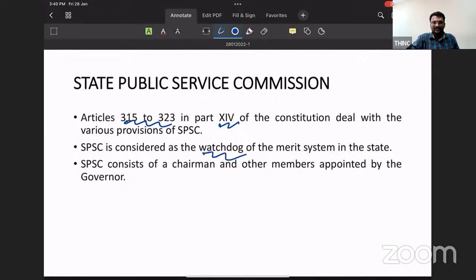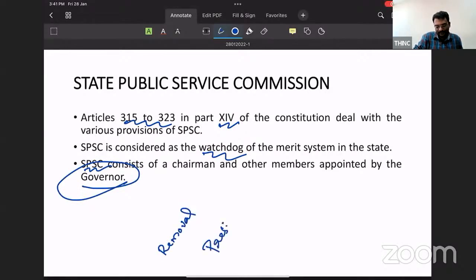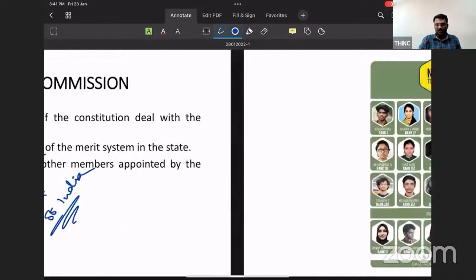One important thing which we need to note in this particular area is the appointment and removal. State Public Service Commission members are appointed by the governor, but removal is by the President of India. Okay, so appointment is by the governor, but removal is by the President of India, for the member and chairman of the State Public Service Commission also. So it should be kept in mind.